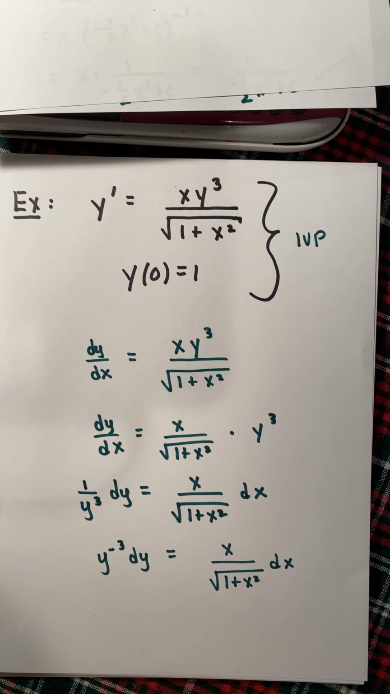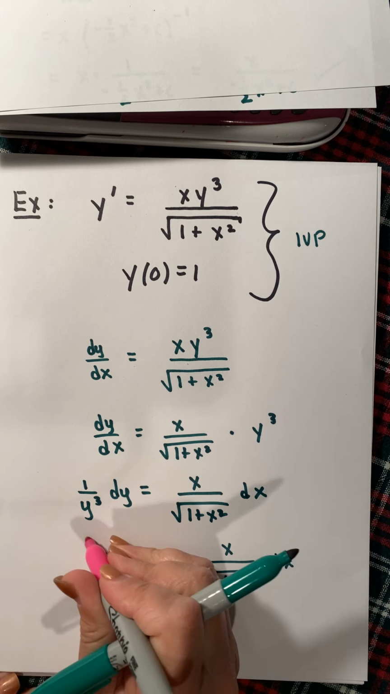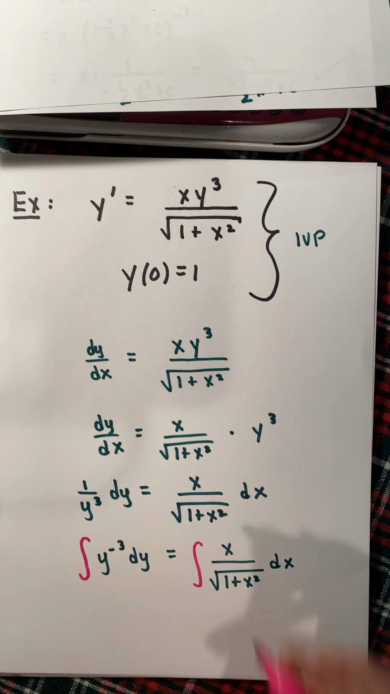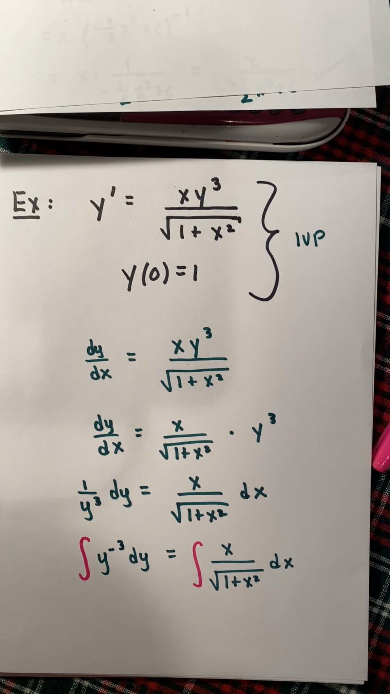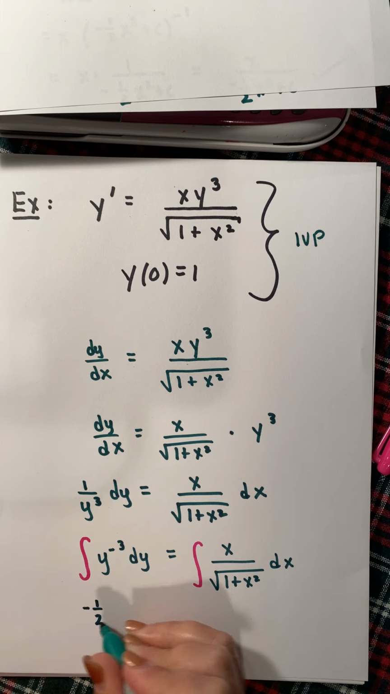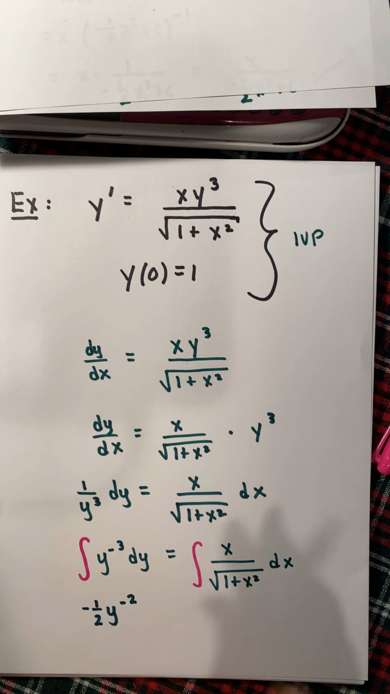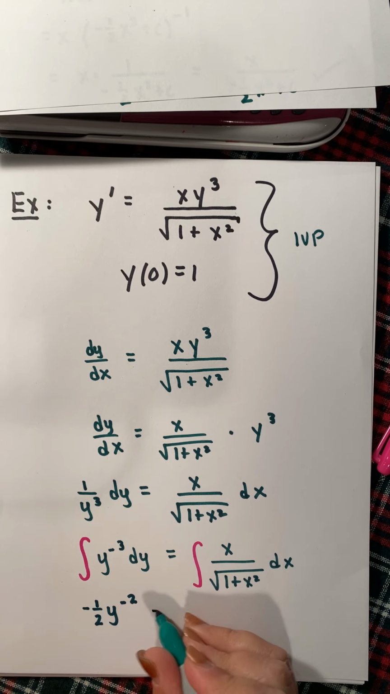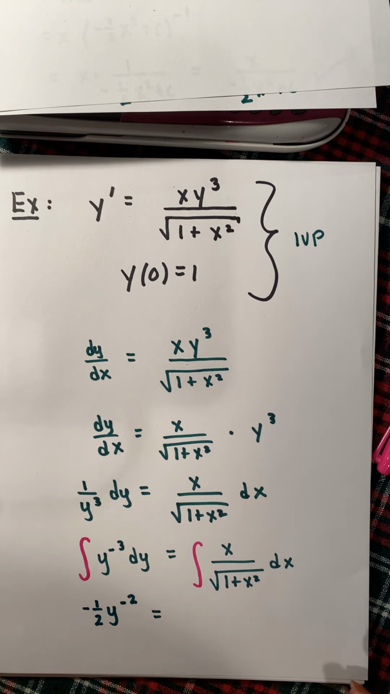And then we are going to integrate both sides. So integration skills have got to be strong. So this is just a power function. Y to the negative 3, the antiderivative is negative 1/2 y to the negative 2. We're going to wait. We're not going to put the arbitrary constant here. We're going to keep it over on the right side of the equation. Now the antiderivative of x over the square root of 1 plus x squared, you could use trig substitution here if you wanted to be really fancy, but you could also use u substitution.